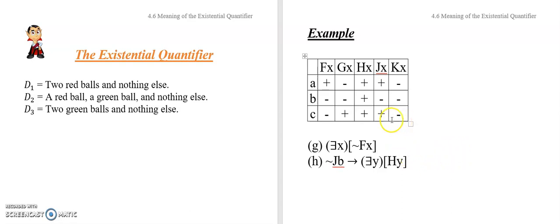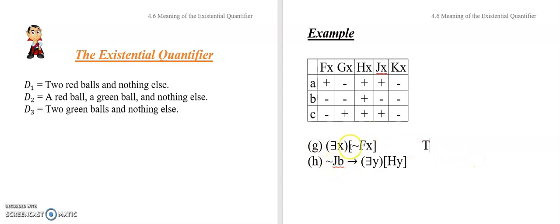Okay, hopefully you've had a chance to pause and think it through for yourself, but this says at least one thing satisfies the following description. At least one thing in the domain satisfies this description. It's not F, and that's true. B and C do, but you just needed one, at least one.